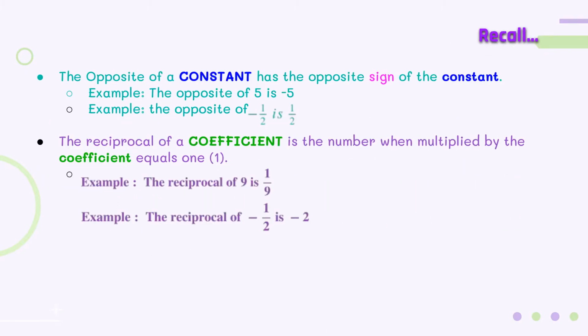If you recall from previous math courses, the opposite of a constant has the opposite sign of the constant. For example, the opposite of 5 is negative 5. The opposite of negative 1/2 is positive 1/2. The reciprocal of a coefficient is the number that, when multiplied by the coefficient, equals 1. So for example, the reciprocal of 9 is 1 over 9. The reciprocal of negative 1/2 is negative 2.